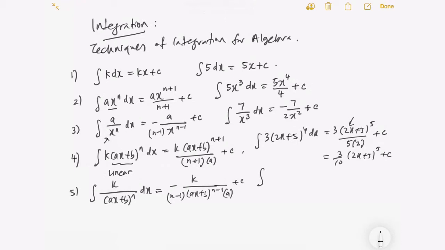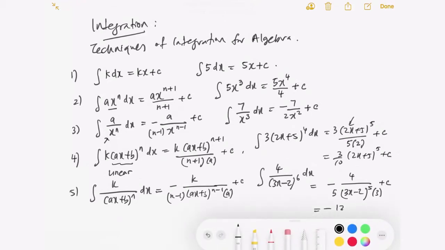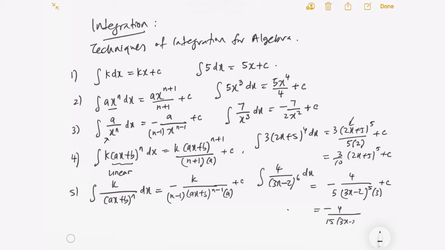Example, you may have, let's say, just use random number 4 over (3x-2)^6. Okay, so we put a negative in front, copy 4, copy 3x minus 2, reduce the power by 1, 5, put a 5 in front, differentiate inside, plus c. Again, you can simplify this and write this as minus 4 over 15 with a (3x-2)^5 plus c. Okay, there you go. These are the 5 basic techniques of integration for algebra.